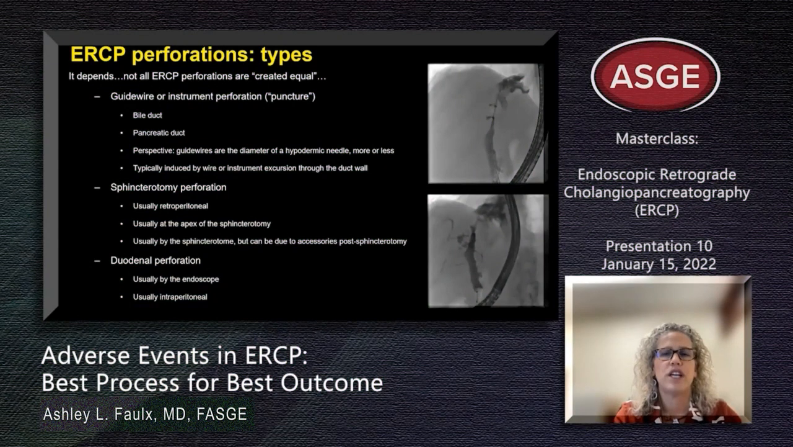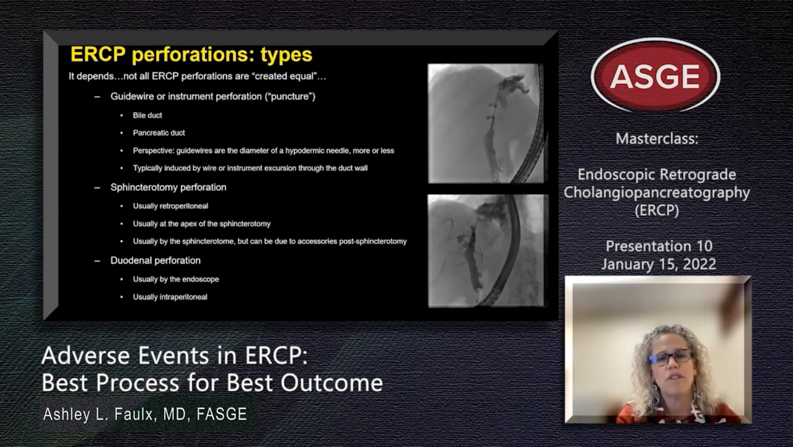Again, perforation, it sort of depends. There's different types and sort of how these are managed. Guide wire or instrument perforation can occur in the bile duct, the pancreatic duct. It's typically induced by the wire sort of scooting out of the bile duct or the pancreatic duct. Oftentimes these can be managed with stents, especially in the bile duct, if you're aware of that when it occurs.